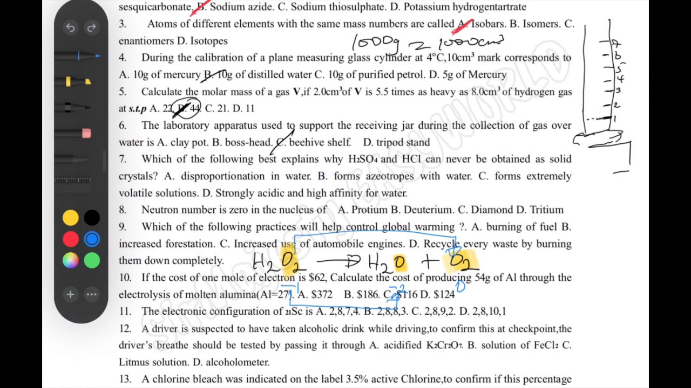Okay. So now the next one is number 8. Neutron number is 0 in the nucleus of A. Proton, B. Deuterium, C. Diamond, and then D. Tritium. So looking at this is simple. The answer is proton because proton lacks a neutron in the nucleus. So option A is the correct answer.